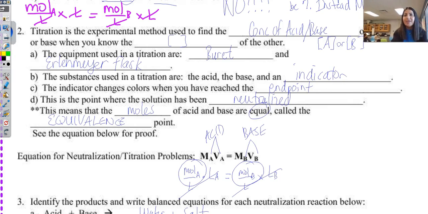Okay, what is the end point? When the indicator changes colors. Perfect. What's the equivalence point? I like it. The moles of acid equal moles of base. Everybody, again, what's the end point? When the indicator changes colors. What's the equivalence point? Moles of acid equal moles of base. Awesome. Very good.